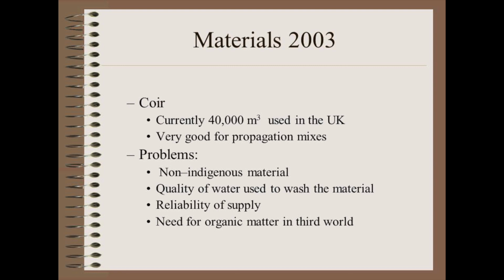Coir, back then, Neil estimated in 2003 about 40,000 cubic metres used in the UK. Very good and still is for propagation mixtures, issues in terms of non-indigenous material, quality of water used to wash the material, and you're getting saline contamination, reliability of supply, and can they actually use it in the third world as an organic material themselves.